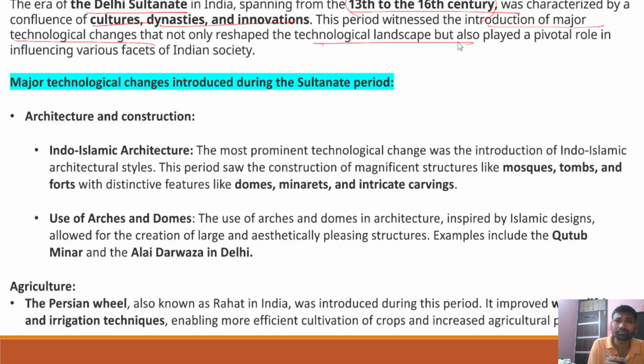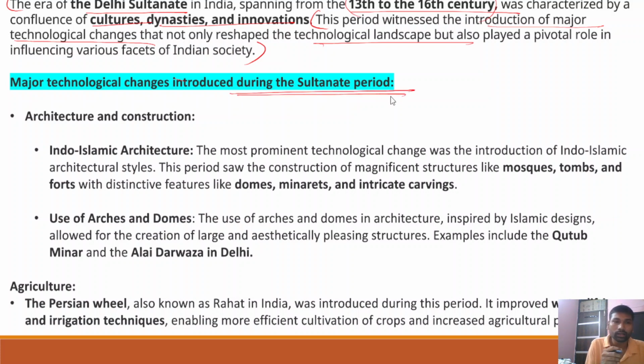In this introduction, it mentions the Delhi Sultanate and also the time period of the Delhi Sultanate. And after mentioning it, the question has been introduced in a very good way. This period witnessed the introduction of major technological changes, and it reshaped the technological landscape and society. This is how you need to introduce any answer, but it would be a little lengthy, so you can cut it short and write a concise introduction.